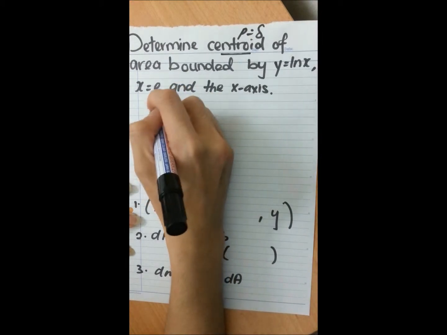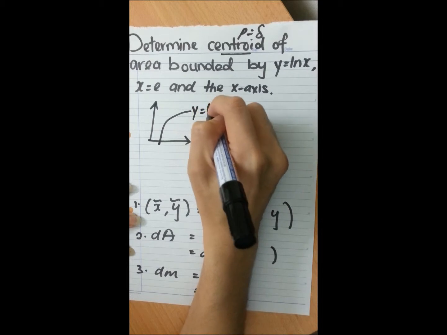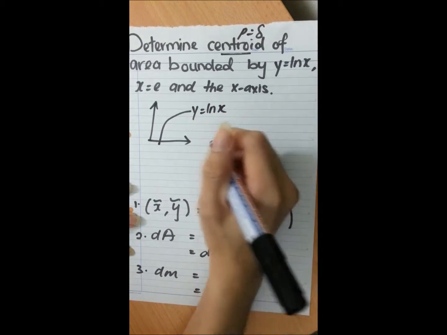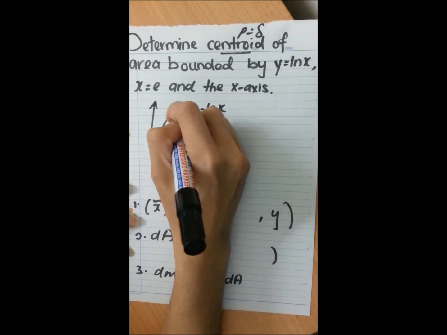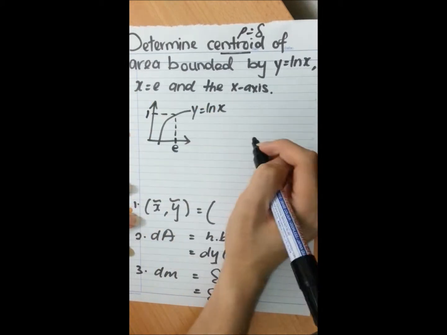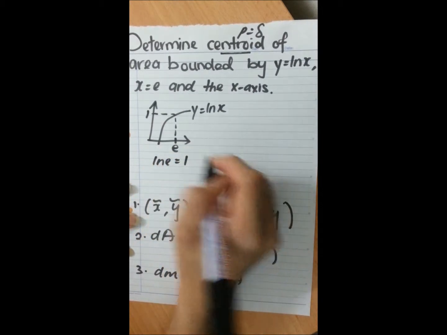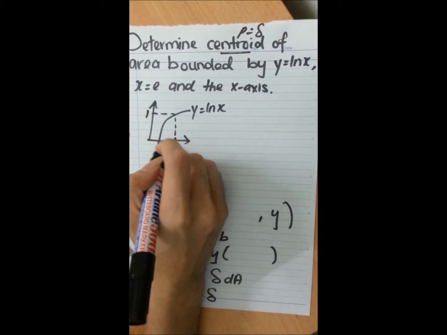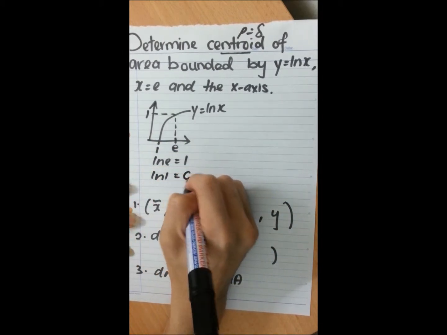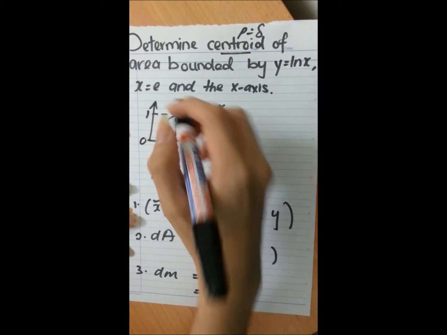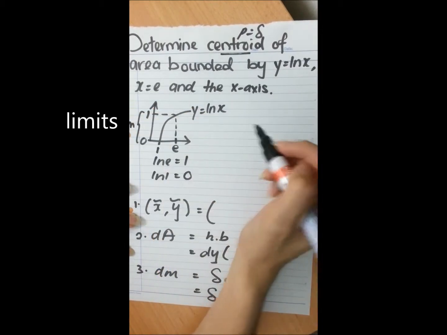The graph would be, as we have learned, something like this: y equals ln x. Then e would be around here, and we should give a value of 1 at the y-axis, because ln e equals 1. And then for the x-intercept over here, it will be 1, because ln 1 equals 0. So there we have it. These two will be our limits.